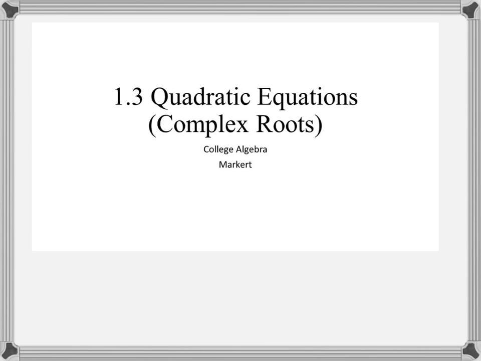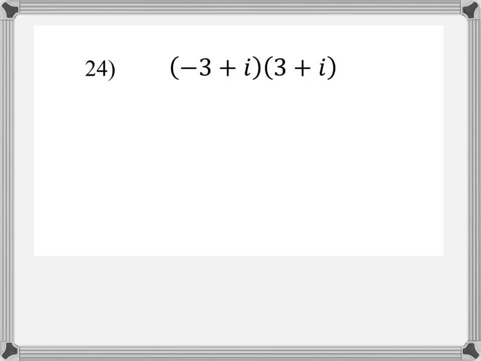Let's look at solving a few more quadratic equations. This time we'll include ones that may have complex roots, but that means that we should also look at a few examples just involving complex numbers. This first example, we are multiplying negative 3 plus i times 3 plus i, and we're going to distribute just like we would if we were multiplying two binomials.